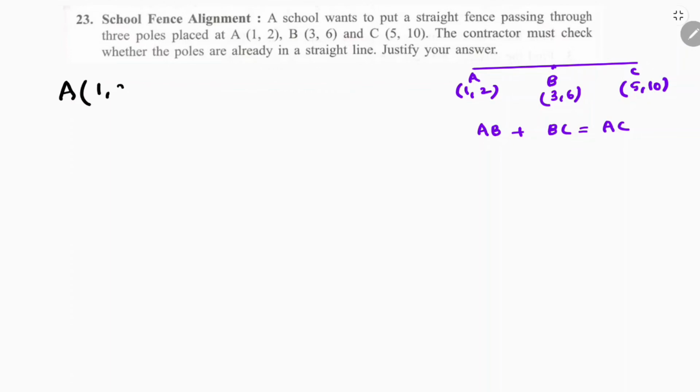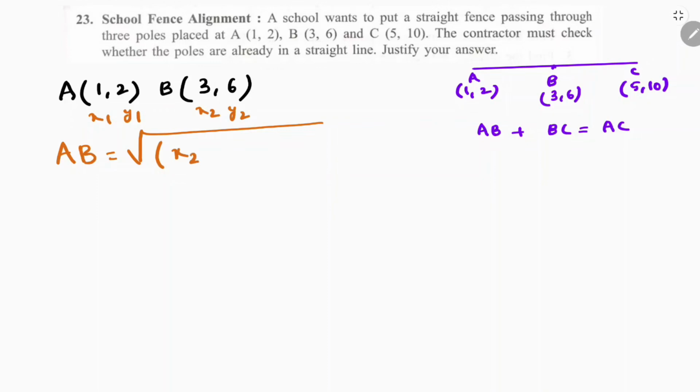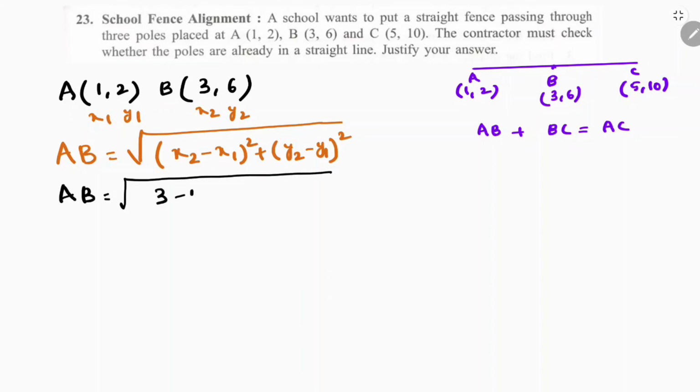A is (1, 2), B is (3, 6). Here I'll consider this x1, y1, x2, y2. And the AB distance formula is under root x2 minus x1 whole square plus y2 minus y1 whole square. So if we calculate the distance now, AB equals under root 3 minus 1 whole square plus 6 minus 2 whole square.